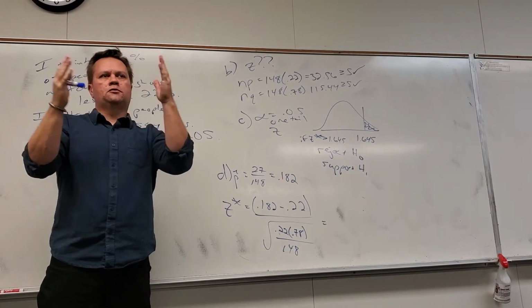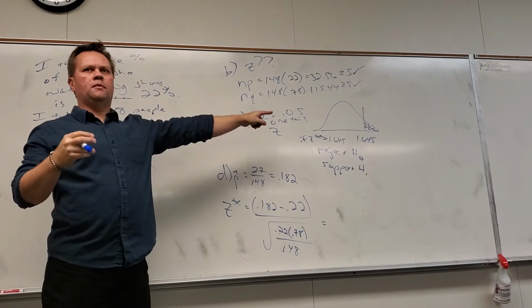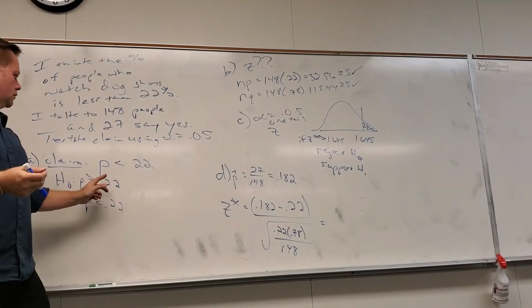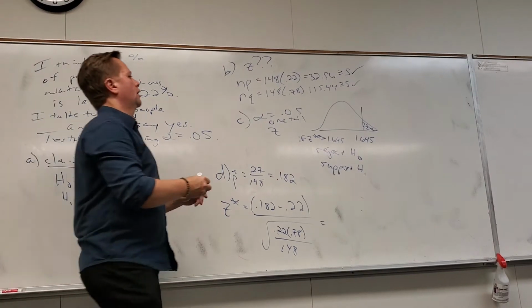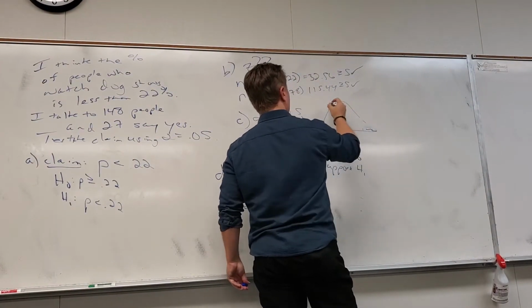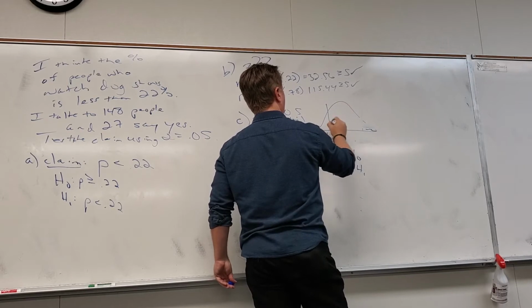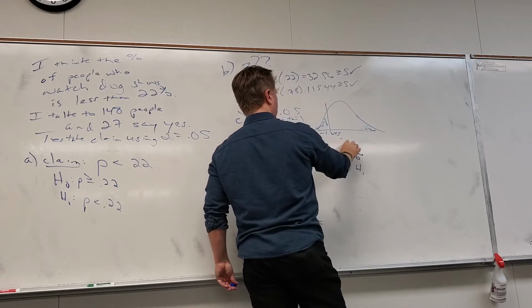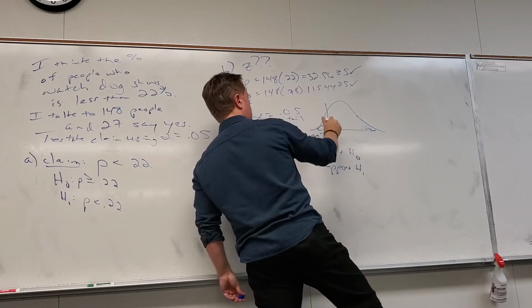So, I just wanted to prove I'm human. What's wrong with my rejection region? I put greater than. Yeah, what should it be? Less than. Oh, that was... I like it. So this should be over here. And this should say what? If Z star is less than.